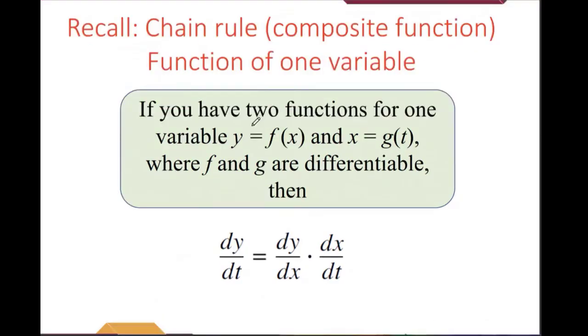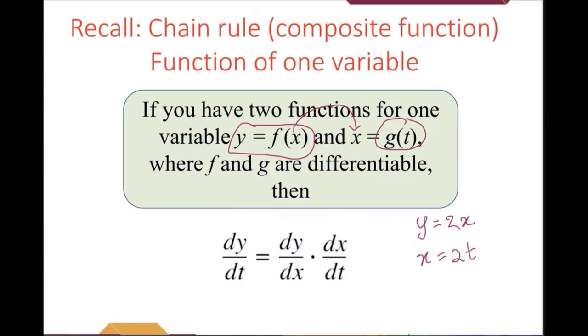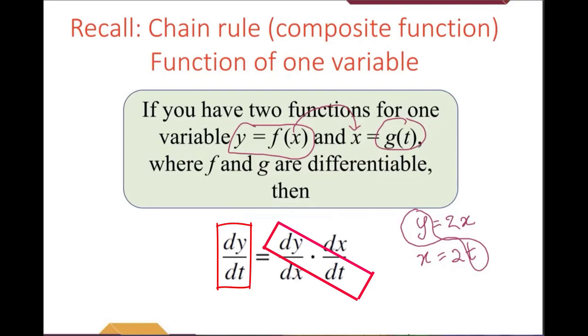You have two functions, y equal to f(x), and then inside x, you have an equation also, which is, let's say, g(t). For example, you have y equal to 2x. Then the question said x equal to 2t. So if you want to differentiate y with respect to t, you have to use this rule. We call it the chain rule: dy/dt equal to dy/dx times dx/dt. This is a function of one variable.